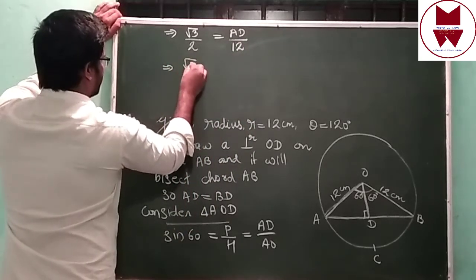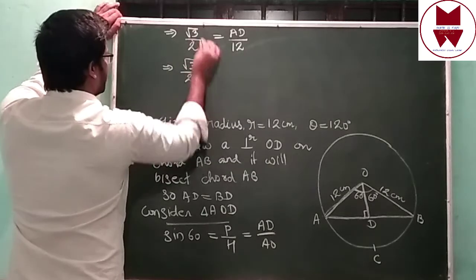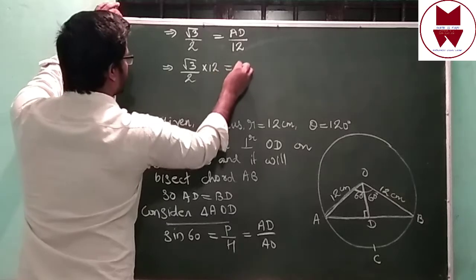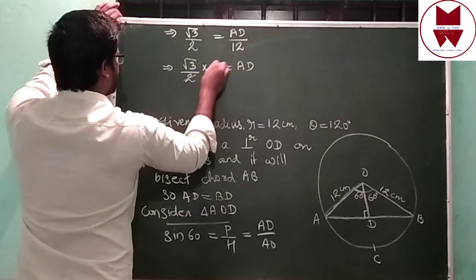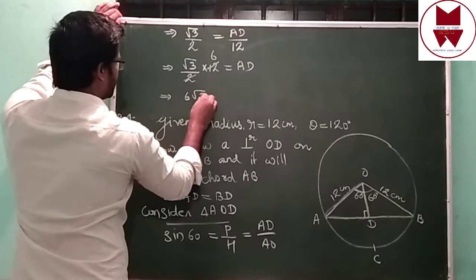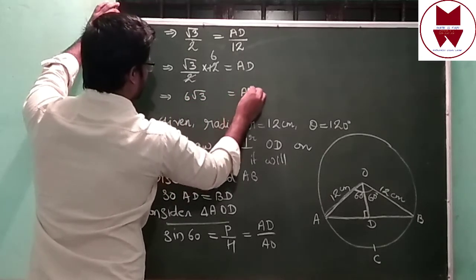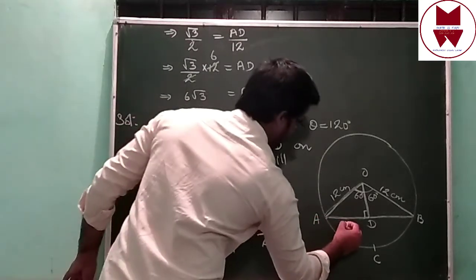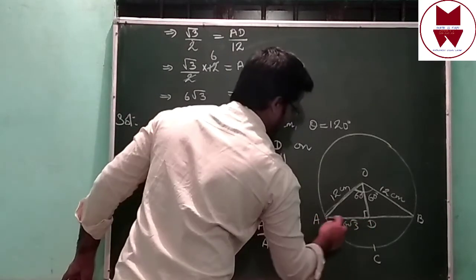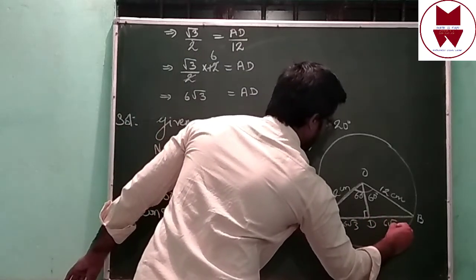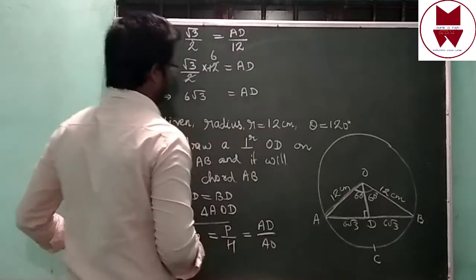Root 3 by 2 equals AD by 12. Bring the 12 to the left side, so it will be multiplied: root 3 by 2 into 12 equals AD. Cancel, 6 times. 6 root 3 equals AD. Here we get 6 root 3. This AD is 6 root 3, which means BD also is 6 root 3, because D is the center of the chord.